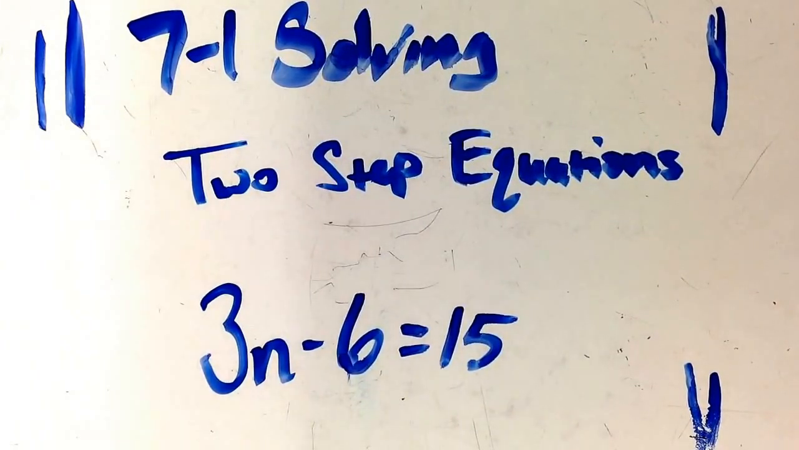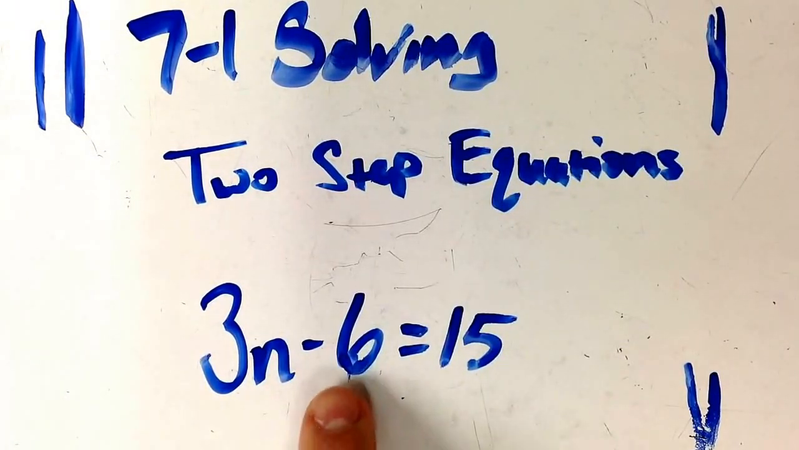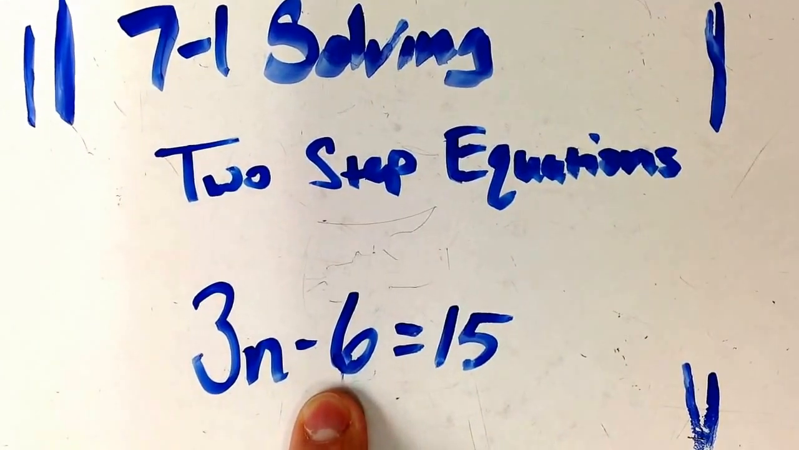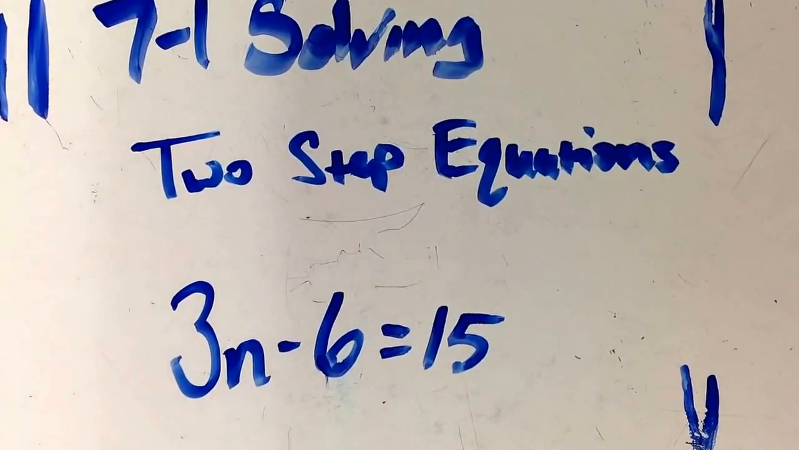n equals. Anytime you solve two-step equations, we work backward from the order of operations, and so I'm going to begin with taking care of my addition and subtraction instead of multiplying.